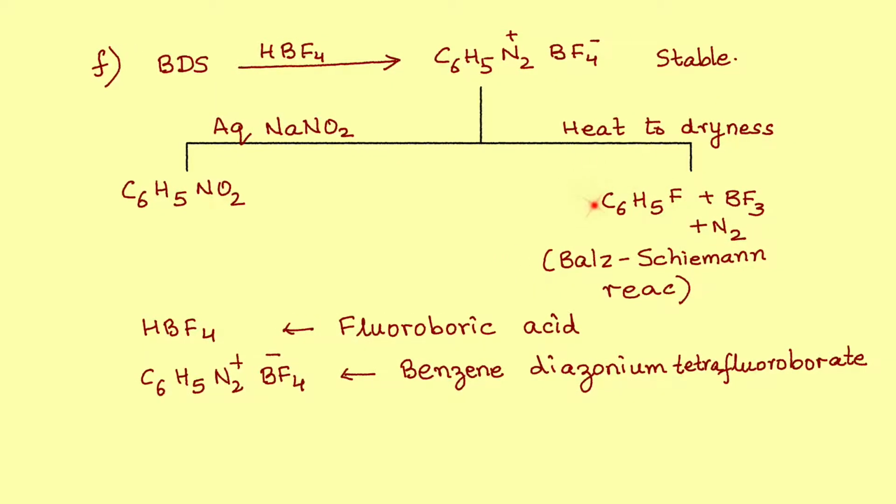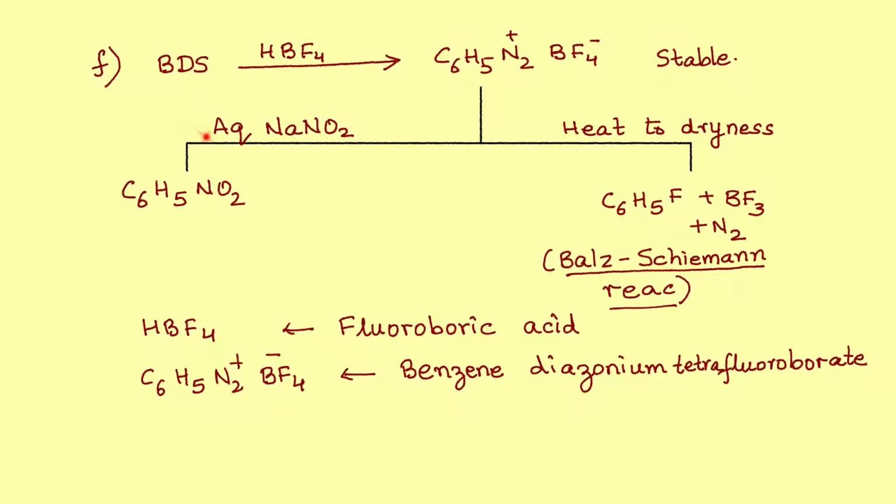The fluorobenzene, which we get on heating this compound to dryness. That means you heat it to dryness and you will have C6H5F, BF3 and nitrogen. What is the name of this reaction? Have a look at it. It's the Balz-Schiemann reaction, right? Also called Balz-Schiemann reaction, different pronunciations, different places, okay?